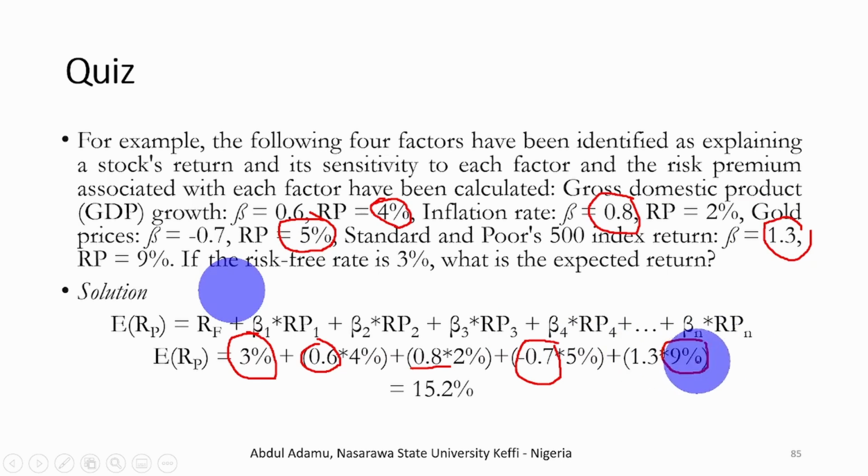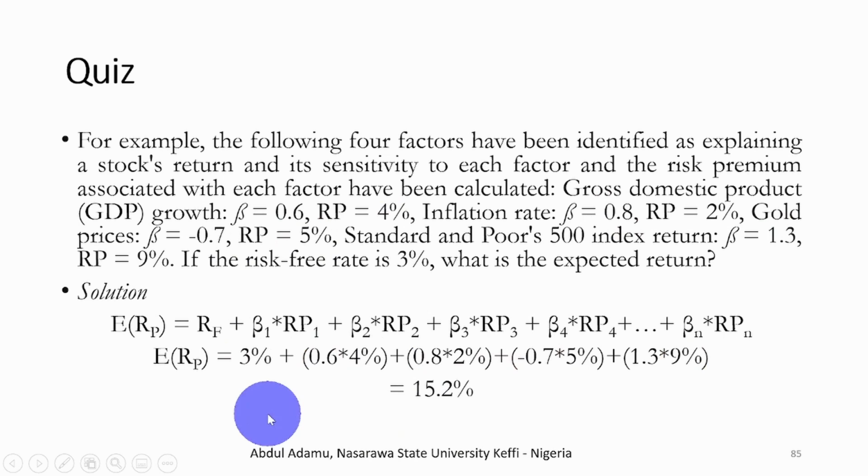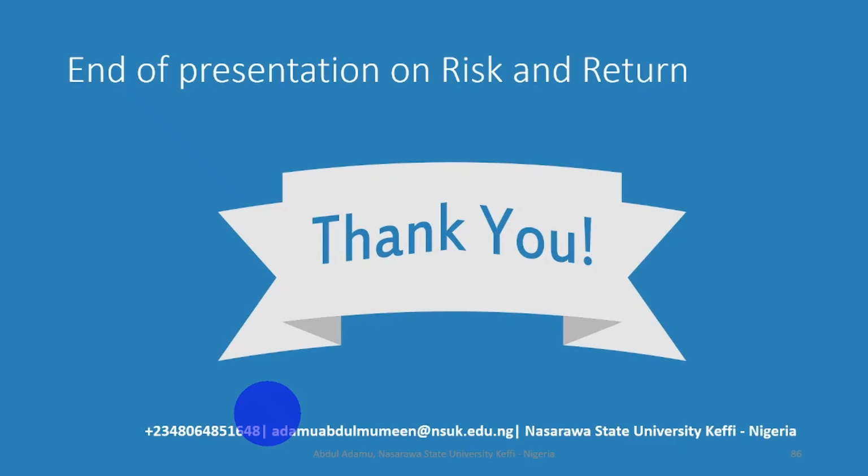So if we multiply this and add it to the risk-free rate, then our return using the arbitrage pricing model is equal to 15.2%. So this is how we apply the arbitrage pricing theory. With this, that brings us to the end of our presentation on risk and return.